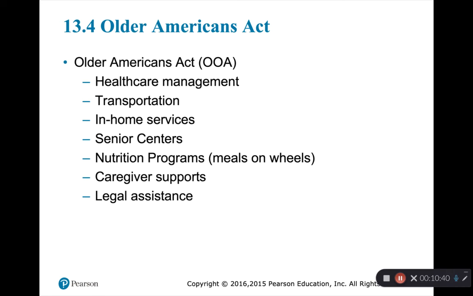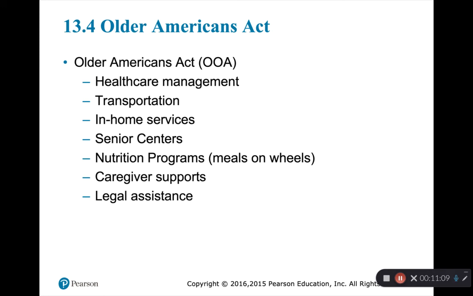Okay, so the Older Americans Act is something that supports the federal budget and how that's spent on health care and other things for older adults. While only 1% of the federal budget is spent on social services for older adults, these programs are overseen by what's called the Administration on Aging. The Older Americans Act was established in 1965 to help manage these programs.